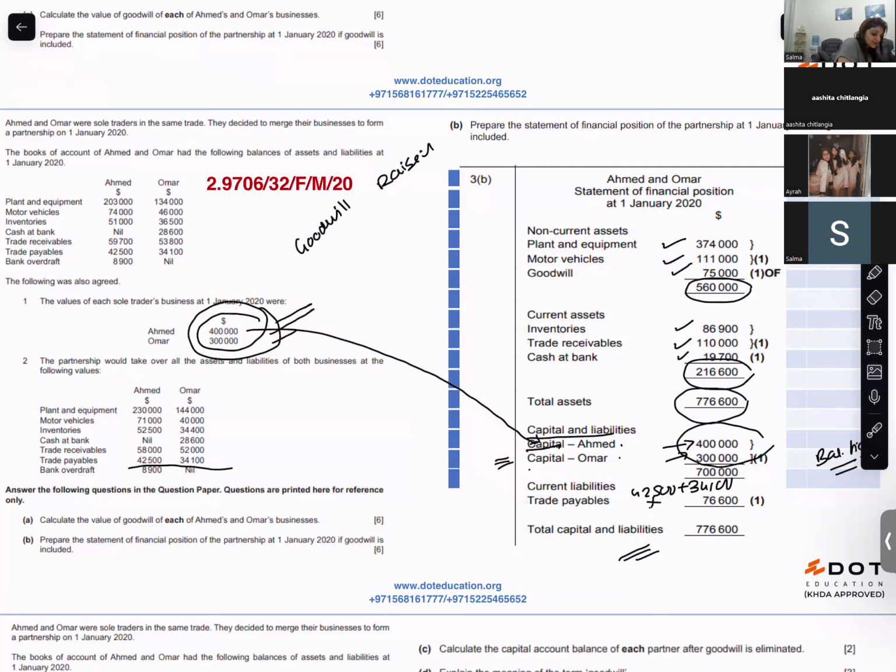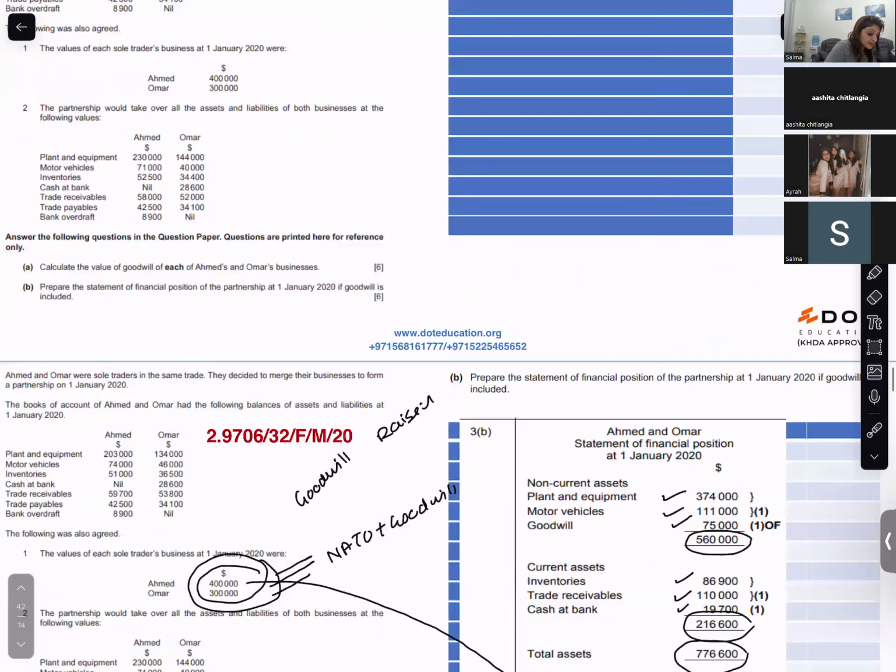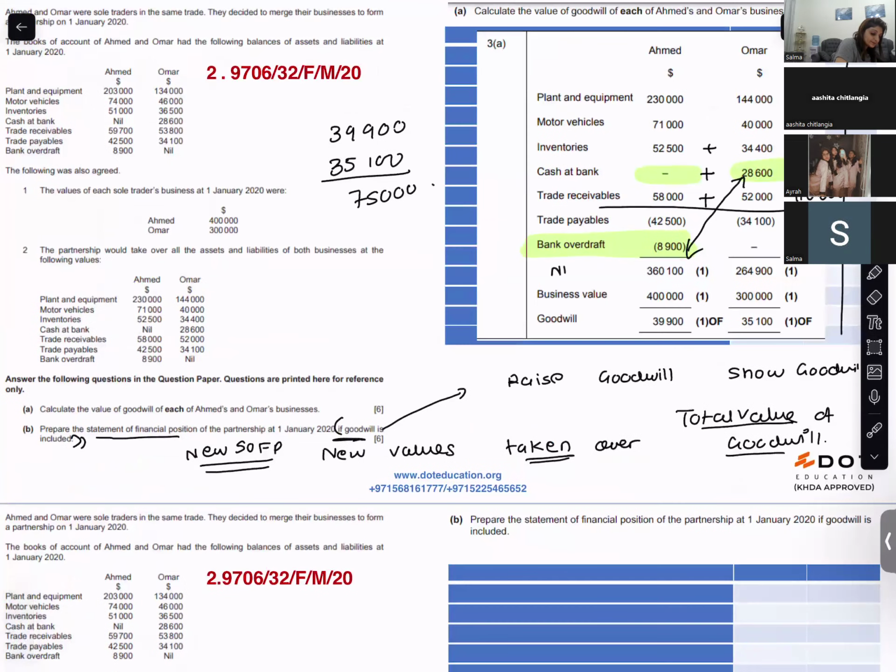Because what is actually this? This is NATO plus goodwill, right? If you do not include goodwill, the capital will always be the NATO. Understand properly? This is NATO. NATO plus goodwill is the business value. Because they want us to include the goodwill, I will use this value as capital. If they don't want us to include the goodwill, then the capital will be NATO.